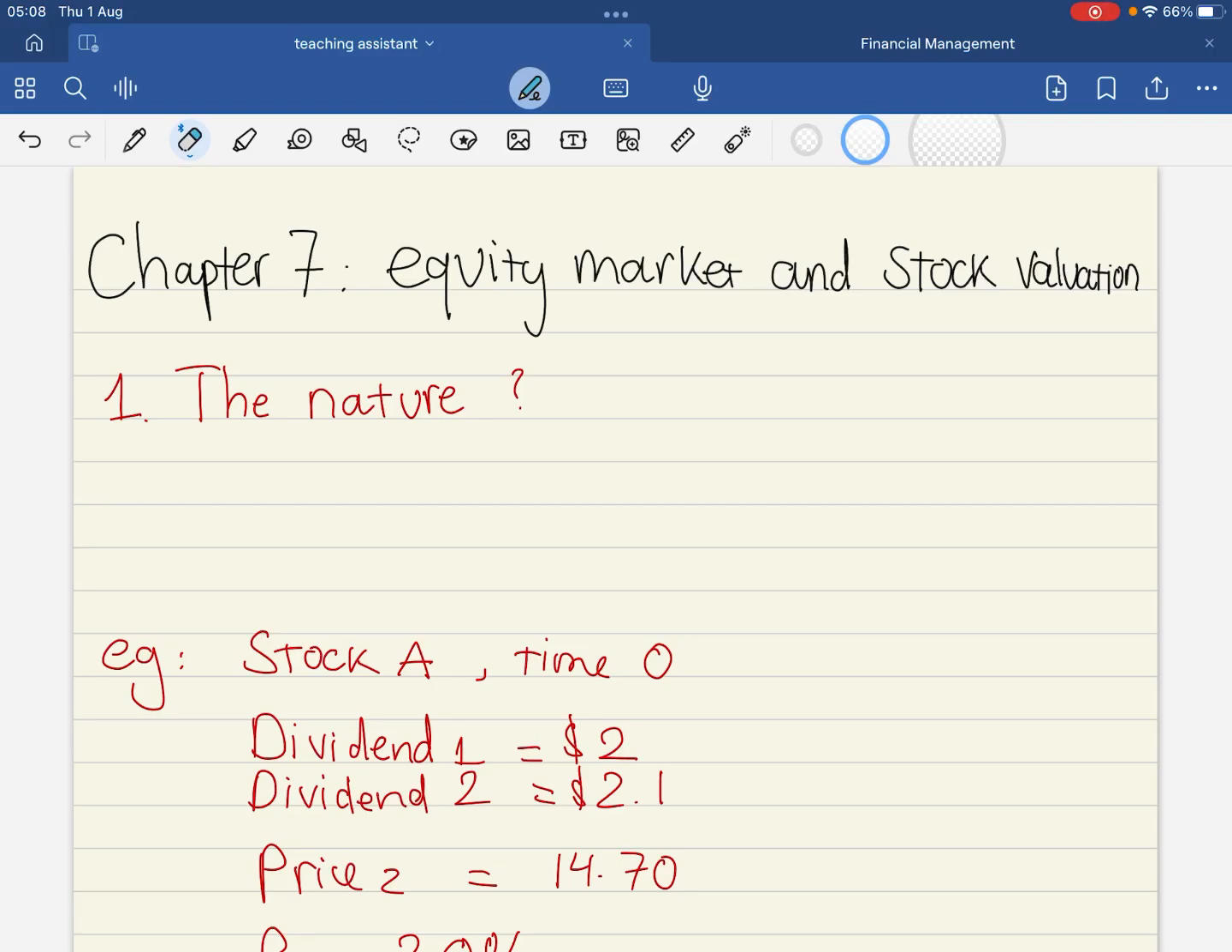Hi everyone, welcome back. Today we will discover Chapter 7, the equity market and stock valuation. In the first part of today's lecture, let's first understand what is the nature of stock.